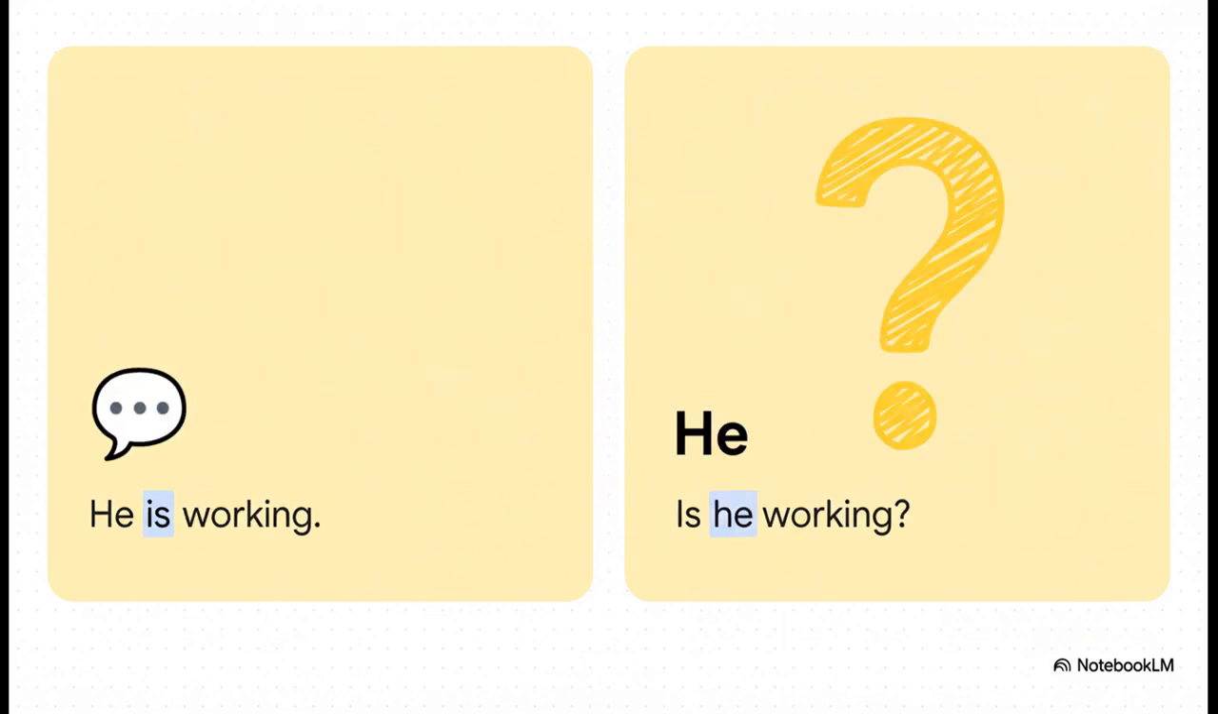Simple. And what about asking a question? All you do is a little flip-flop with the first two words. The statement, he is working, becomes the question, is he working? You just swap the subject and the verb to be. It's a neat little trick that turns any statement into a question just like that.